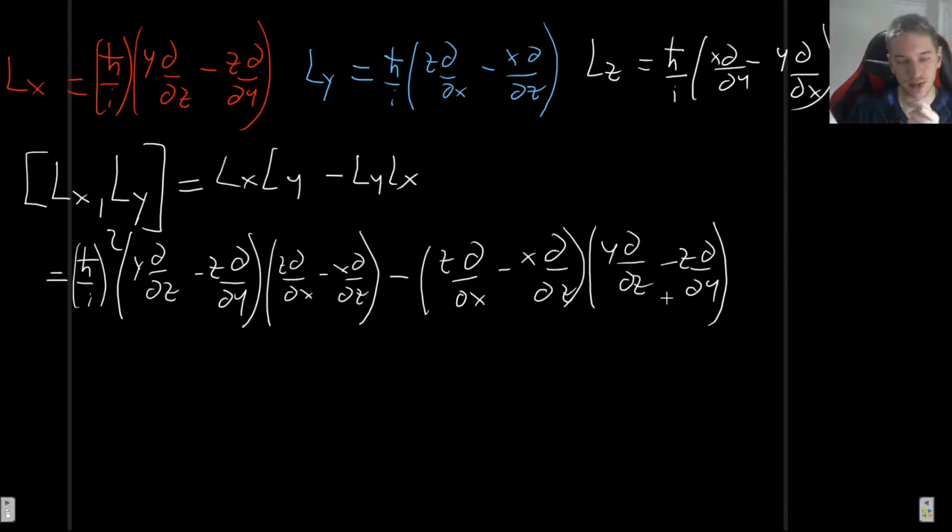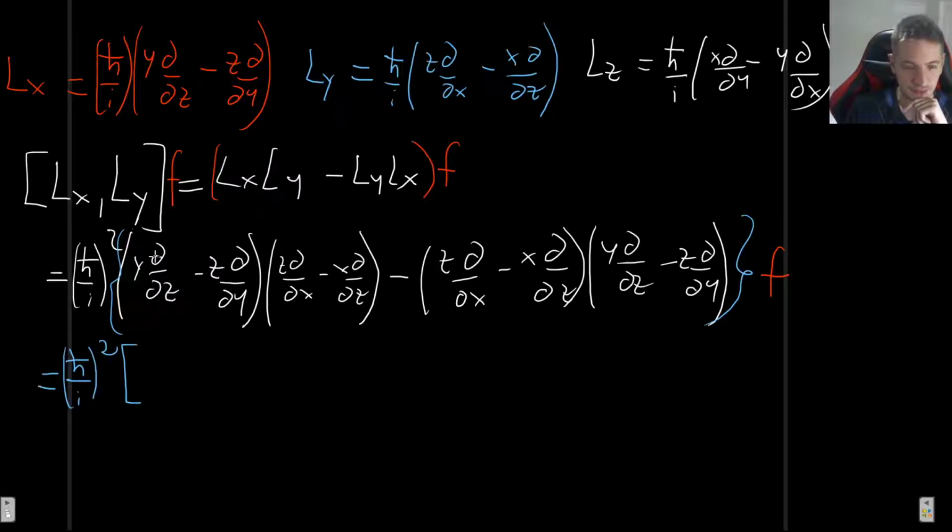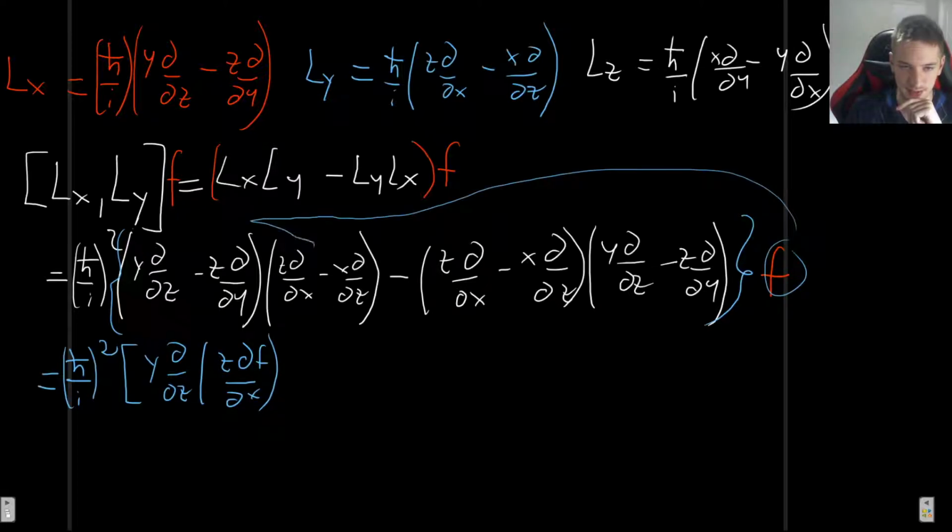Whenever we want to find this commutator, we need to let it act on a test function. At the end of this procedure, we will eliminate this test function because it is only a test function. We don't care about that function itself, but it is important, as we have seen when we discussed commutators. So let's do this product. We get h bar over i squared, product of y d by dz of z df dx. I'm going to let the f be acting on each one of these.